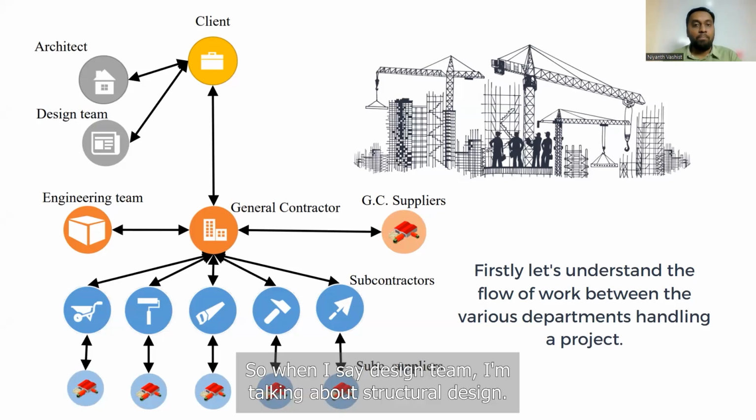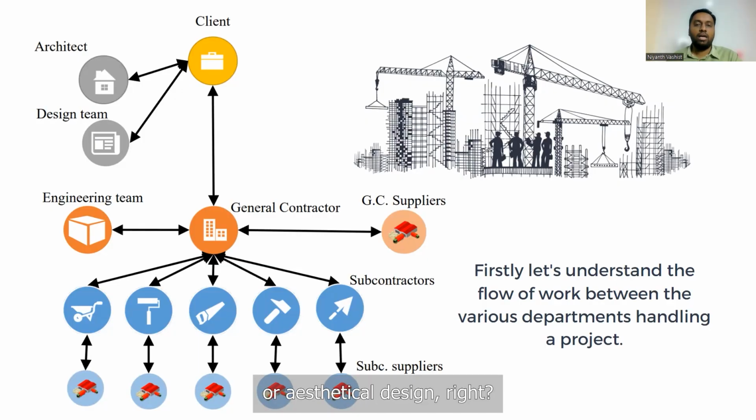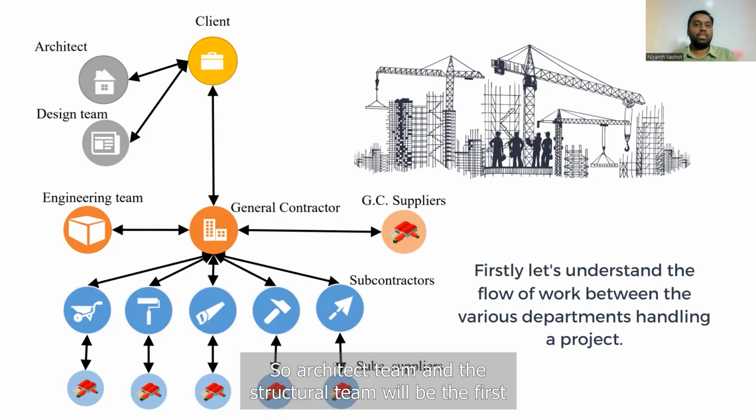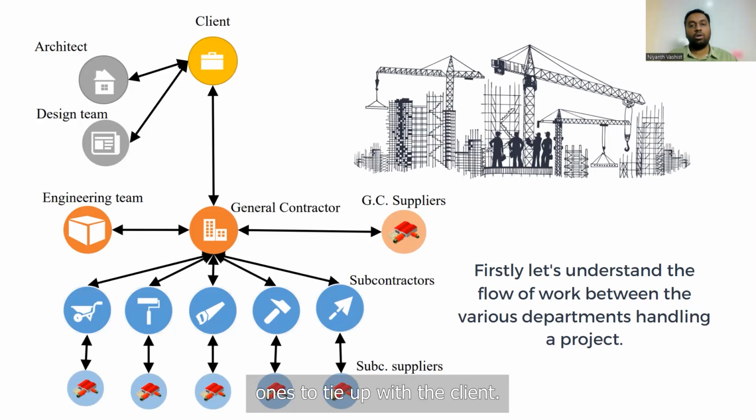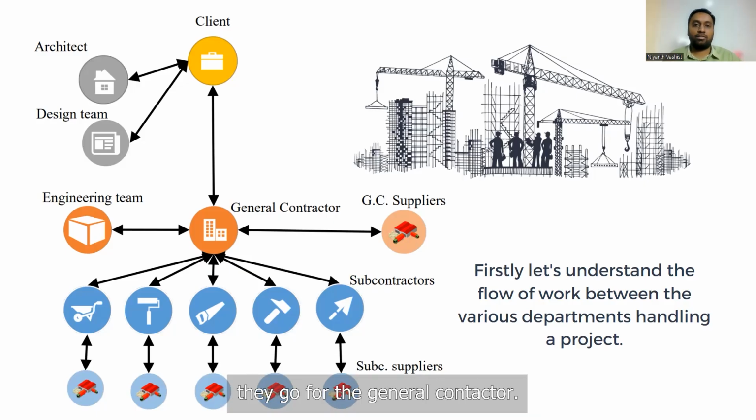So when I say design team, I'm talking about structural design. When I say architect, I'm talking about architectural design or aesthetical design. Right? So architect team and the structural team will be the first ones to tie up with the client. Once the client has confirmed the architect and the design team, then they go for the general contractor.